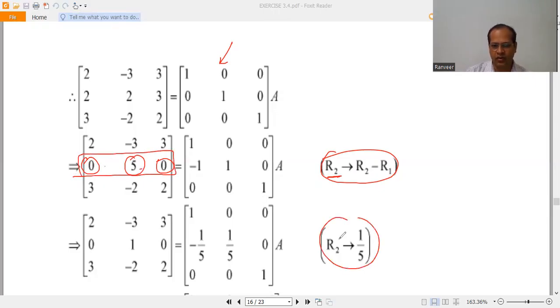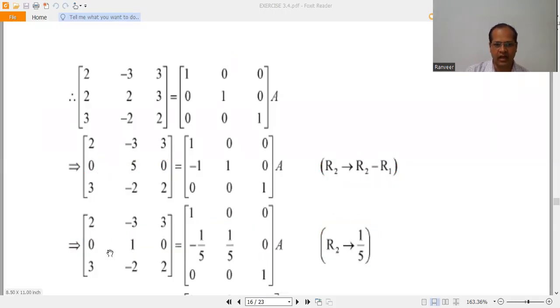So for that, R2 tending to 1 by 5. So 1 by 5 will do. So this is the step, and according to that this will also change. Now this is the first step, that at least 0 1 0 we got in the left hand side matrix.